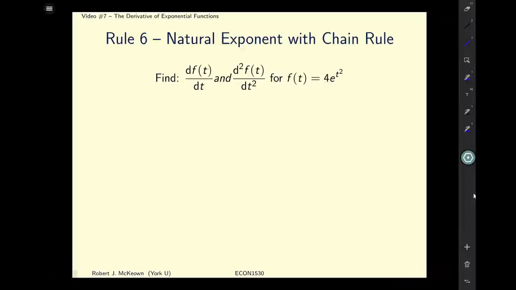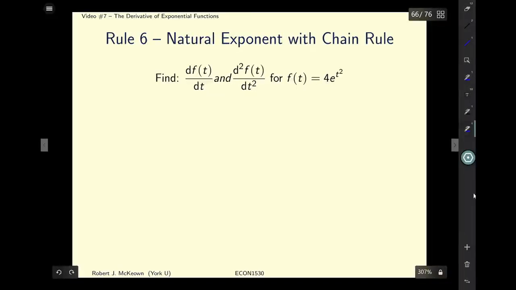Why don't you try this next problem? Take the first derivative and the second derivative of this natural exponent function. If you'd like to keep working on your own, I encourage you to press pause. Otherwise, let's walk through it together.